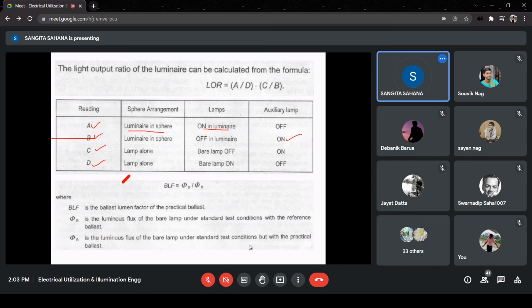So it will be first what was ET by ES, right? So luminaire reading, which is A, lamp reading, which is D. So A by D, and then the auxiliary reading. So that's our B and C. So C by B. Okay. And for ballast lumen factor, you do the measurement with test ballast, do the measurement with reference ballast. Just find the ratio, we will get the ballast lumen factor.